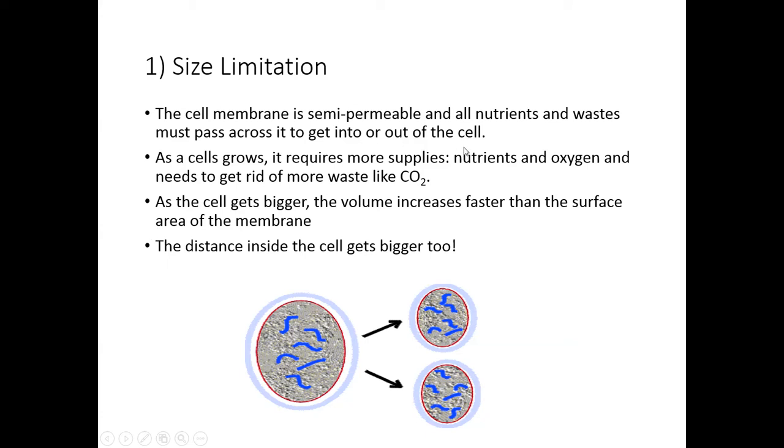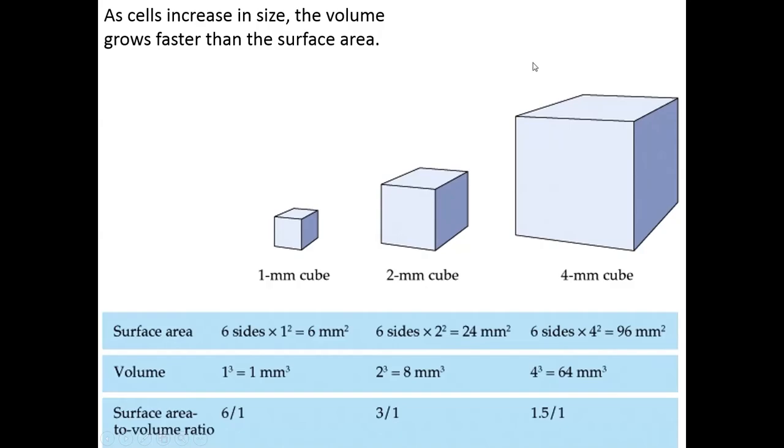So let's take a look at a little bit of math here. So let's pretend that you have 3 cubes. One cube that's 1 millimeter by 1 millimeter by 1 millimeter, another one that's 2 millimeters cubed, another one that's 4 millimeters cubed. Well, if you remember back to math, we can do the surface area. So you just take the area of each one of the sides and you multiply it by 6 because it's a cube. So 1 times 1 is 1, times 6 is 6. So this has a surface area of 6 millimeters squared. Now its volume is just that 1 times 1 times 1. So we end up with a volume of 1 millimeter cubed.